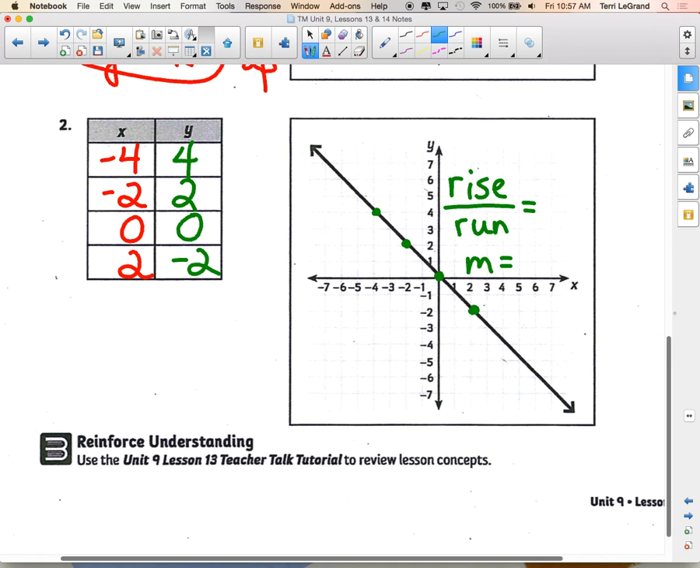You should all get the same m value no matter which 2 points you choose to go between. So rise over run, and then m, if it can be simplified when you write it as m, give it simplified.